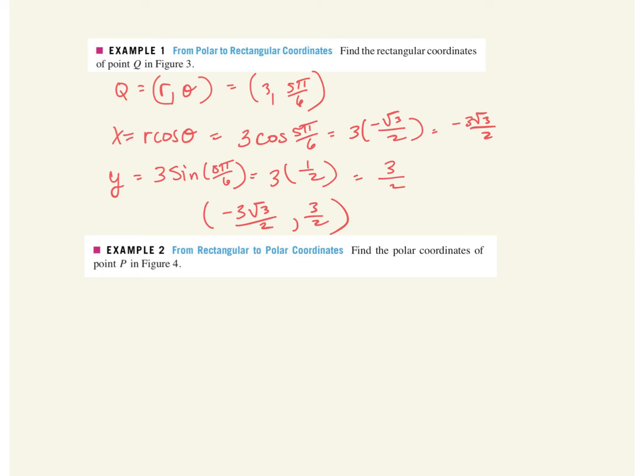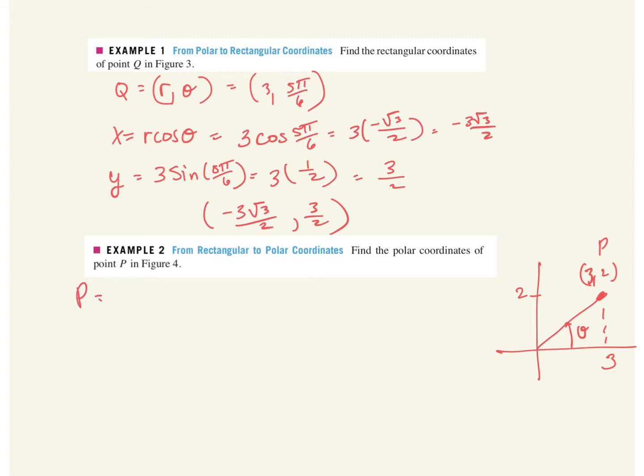Example 2 is asking us to do the reverse of that. If I give you an x comma y, can you give me an r comma theta? So from figure 4 now, a rough sketch of that. This is my point P now, 3 comma 2, looks nice and normal. It essentially creates a triangle. Here's my 3, here's my 2 on the y-axis, and my theta is that interior angle there. So I want to change that to my r comma theta.